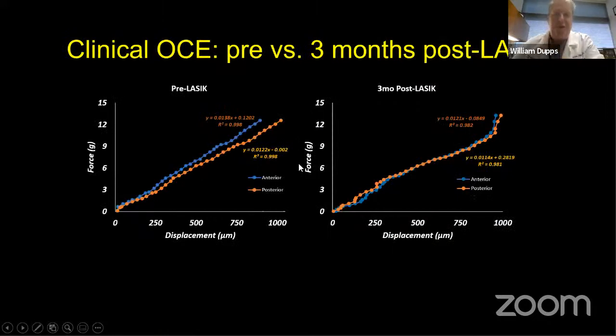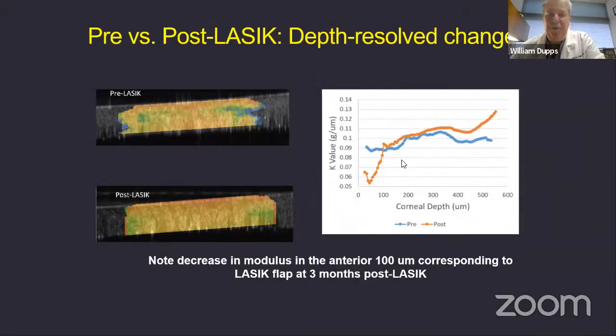LASIK obviously has some effects on this too. And what we see here is a pre-LASIK normal eye, again, stiffer in the anterior stroma. And then after LASIK, 3 months later, we've lost that relative anterior stiffness advantage, because that's precisely where the cornea is weakened.